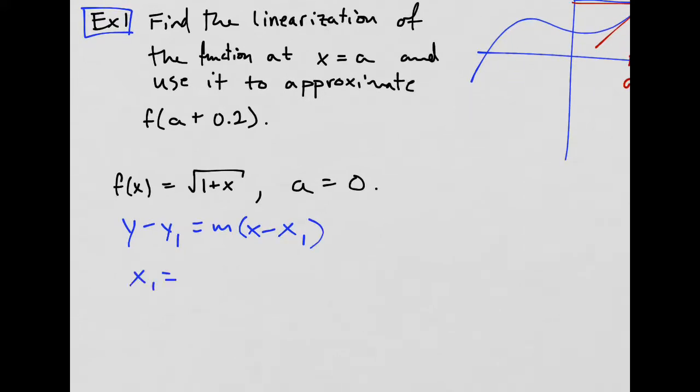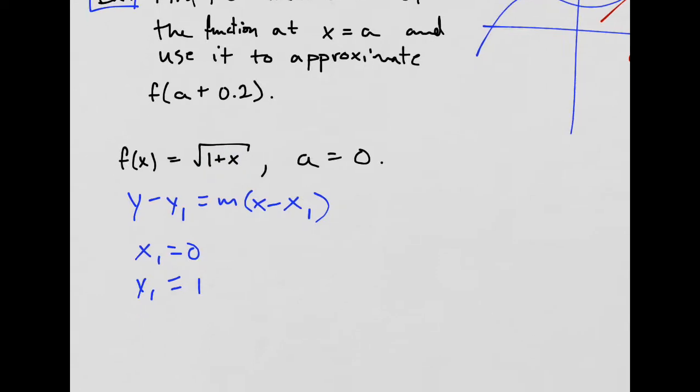x1 is what? 0, because we're finding the tangent line at x equals a, which is 0. How do I find y1? Yeah, you plug in your x1 to your function. So y1 is the square root of 1 minus 0. So that's just 1, because I plugged it in there.